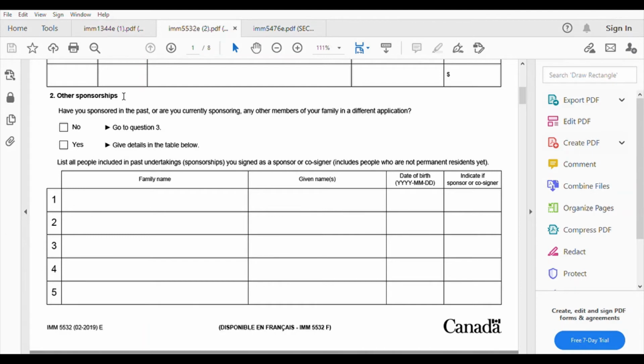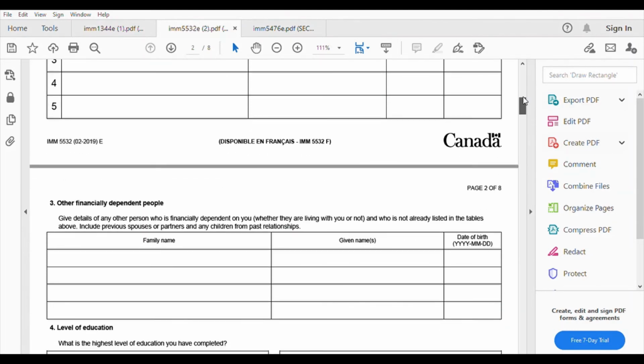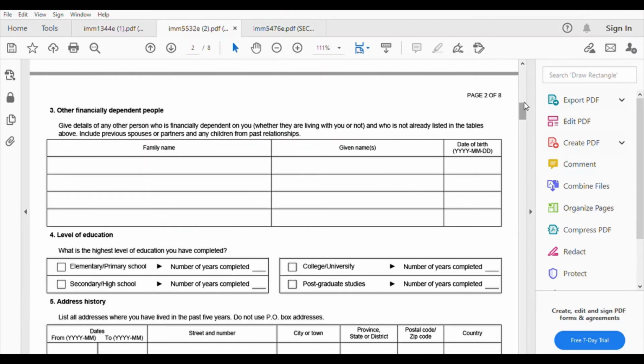Other sponsorship. Have you sponsored in the past or are you currently sponsoring any other member? So you say yes or no. In our case we will say no, but if yes, you need to fill in here the family name, given name, date of birth of the other principal applicants you are sponsoring. Other financially dependent people. So here, if there are any people depending on you financially, like a child or a previous spouse or previous partner, you can mention this here.